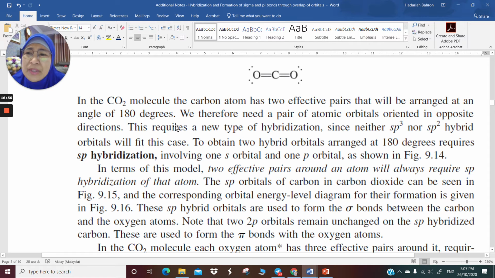degrees. Remember VSEPR, when you have two pairs of electrons, when you have 2 CO bonds like this, you get a linear arrangement where the bonds repel one another, so they become furthest apart from one another. And this is the furthest apart they can go. This is 180 degrees. This requires a new type of hybridization, which is sp hybridization, involving one s orbital and one p orbital. This is not new to you.